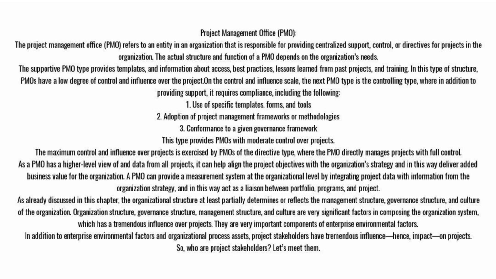As already discussed in this chapter, the organizational structure at least partially determines or reflects the management structure, governance structure, and culture of the organization. Organization structure, governance structure, management structure, and culture are very significant factors in composing the organization system, which has a tremendous influence over projects. They are very important components of enterprise environmental factors. In addition to enterprise environmental factors and organizational process assets, project stakeholders have tremendous influence, hence impact, on projects.